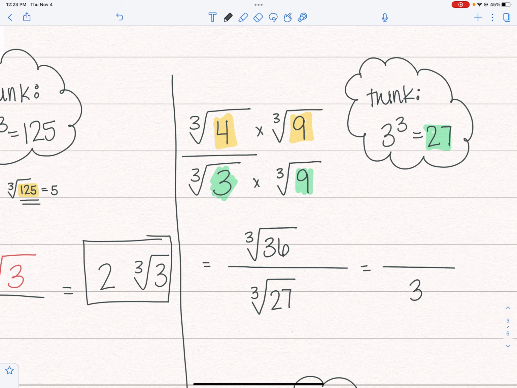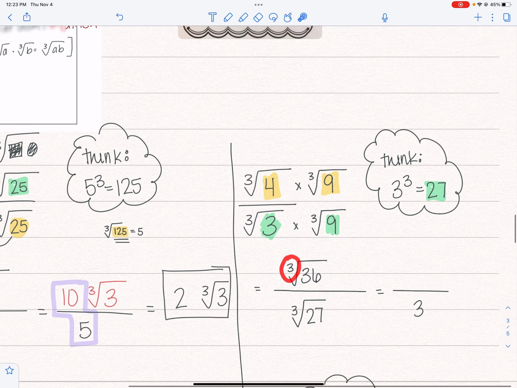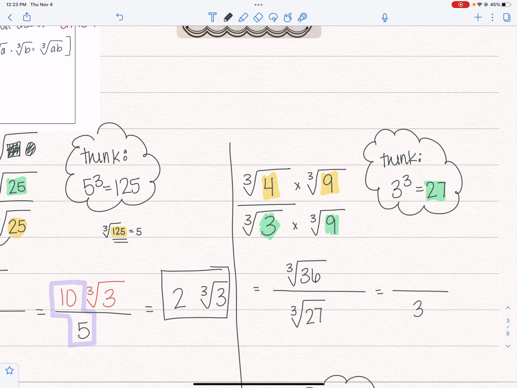The cubed root of 36, it's not a perfect cube. It's a perfect square, but this is a cube. So I'm going to need to work off to the side. 36, I'm going to break that down into 6 and 6, and then 2 and 3, and 2 and 3. Now, I don't have any triples, any groups of 3, because I'm in cubed root, so I'm going to leave that as the cubed root of 36 divided by 3. And that would be my final answer.